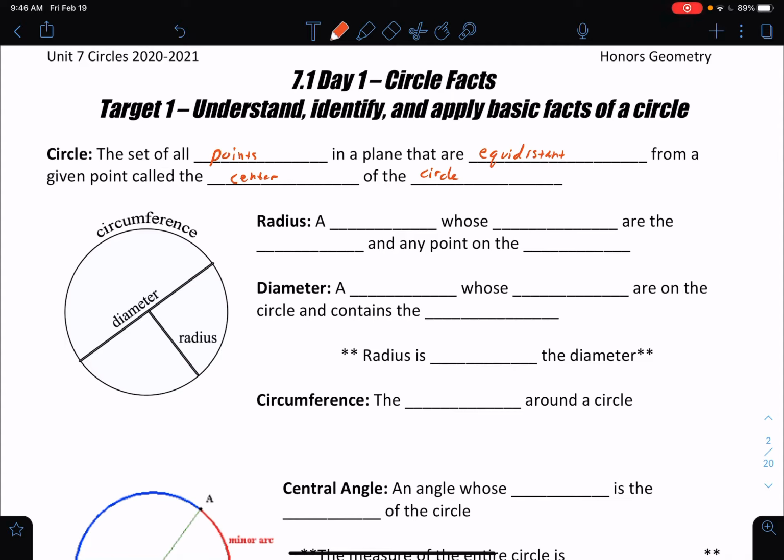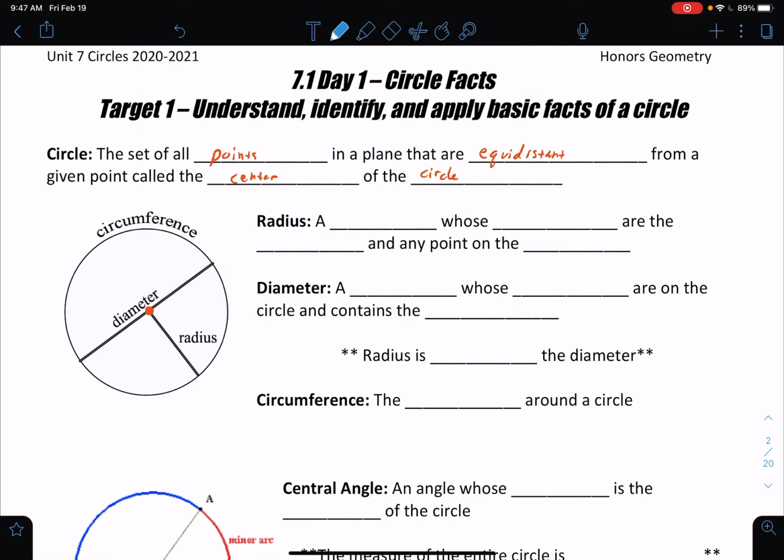So the center is right here. And then if I draw out a segment that's the same length all the way around that center, I'm going to create a perfect circle. So let's talk about some of these segments.